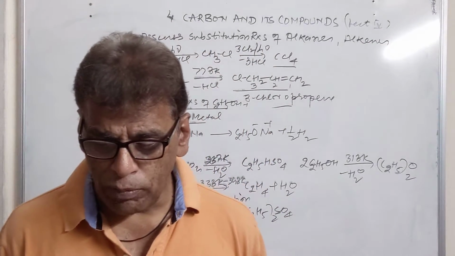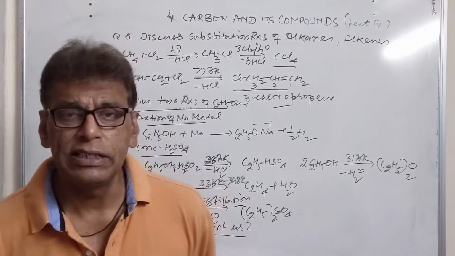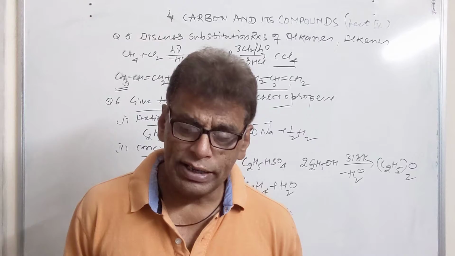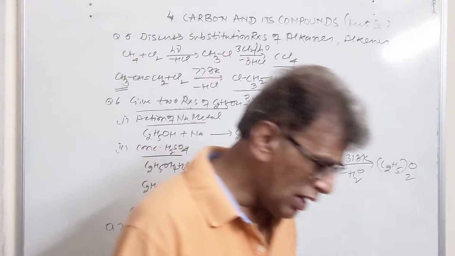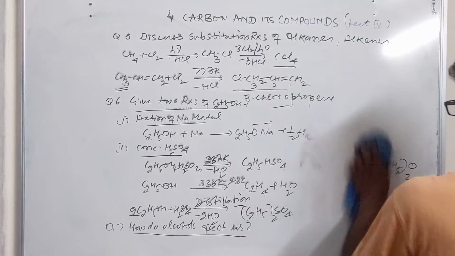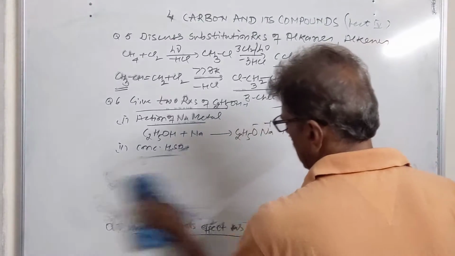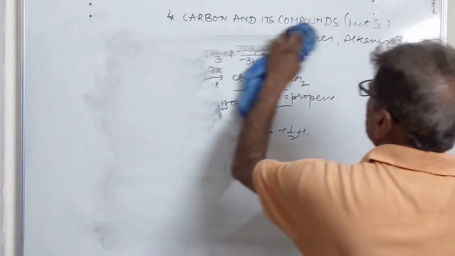Now, what are the properties of ethanoic acid? Now we come to ethanoic acid, which is our common vinegar, also called acetic acid. It can be prepared by the quick vinegar process. So now, after ethanol, we will be discussing the compound ethanoic acid or acetic acid.